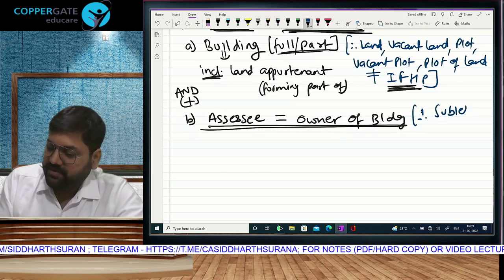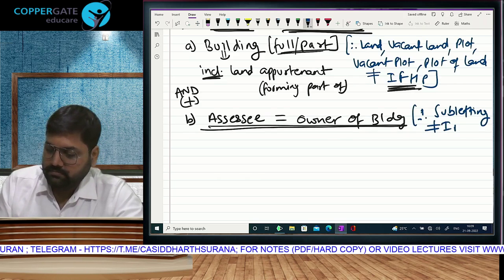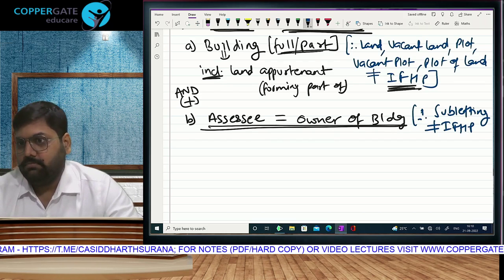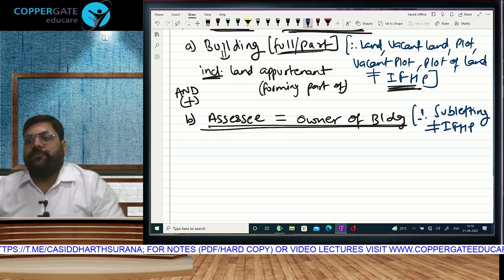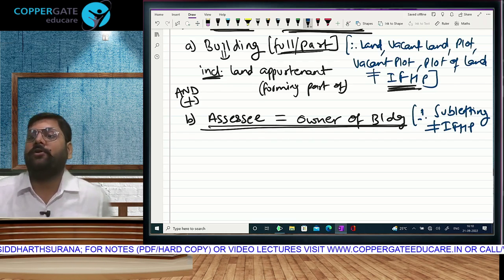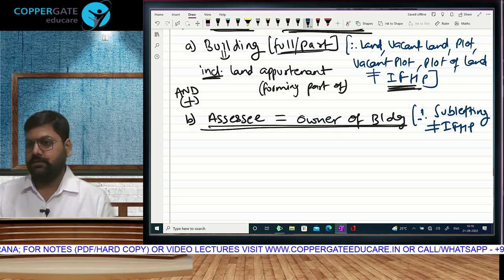First of all, has everyone understood subletting? Your income. Is it income? Yes, but I am talking about the profit figure only. 80 minus 60, 20. Is it income? Yes. Is it exempt in any of the sections of section 10? No. So you have to pay tax.